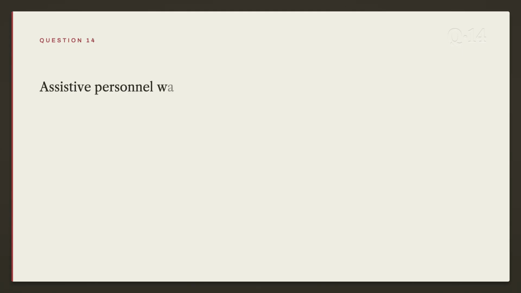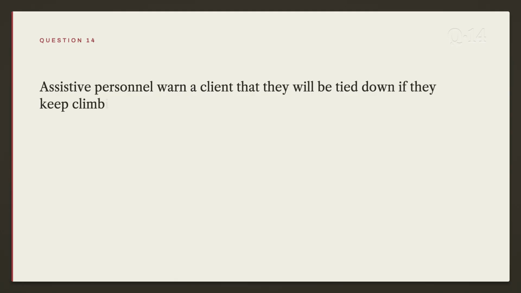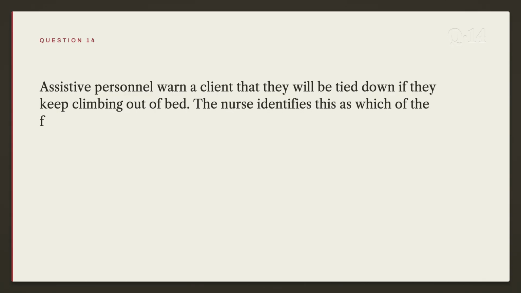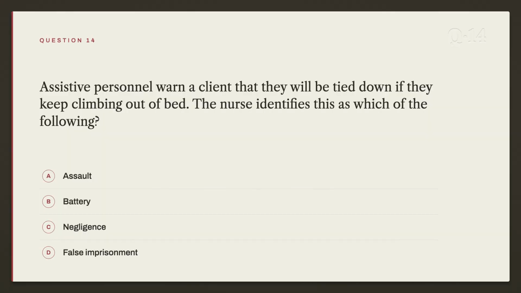Question 14. Assistive personnel warn a client that they will be tied down if they keep climbing out of bed. The nurse identifies this as which of the following? Your options are A. Assault, B. Battery, C. Negligence, D. False imprisonment. Which would you go with? Lock it in before the reveal.